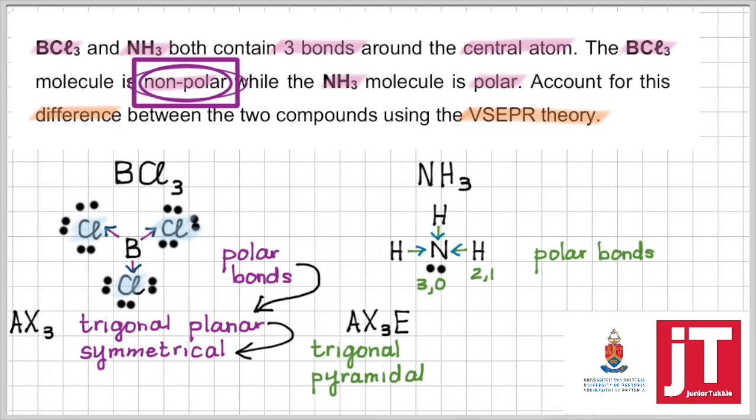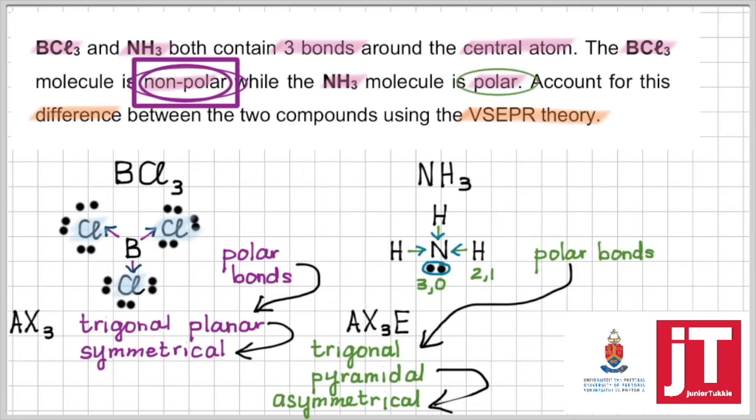All of these arrows point towards nitrogen because it is the more electronegative atom. But notice that there's a lone pair on the nitrogen atom, on the central atom. And because of this, we have a non-ideal shape, and we come to the conclusion that the ammonia molecule is asymmetrical. Bringing together the fact that it has polar bonds, that it is trigonal pyramidal, and that it is asymmetrical, we can come to the conclusion that ammonia is in fact a polar molecule.